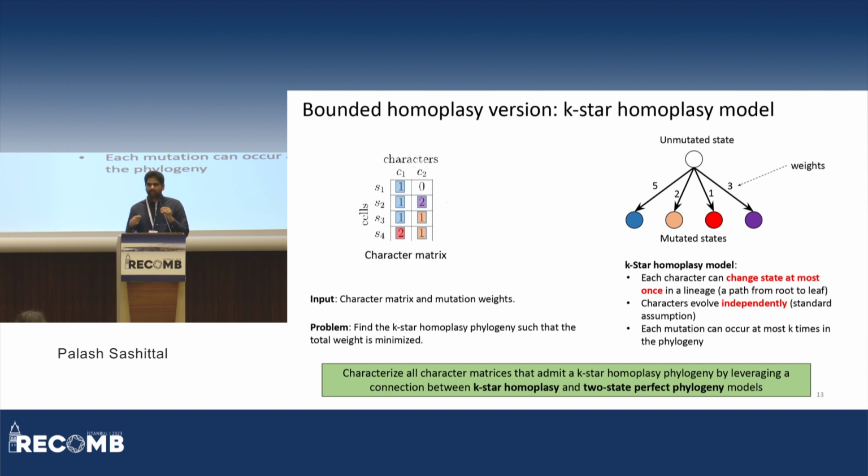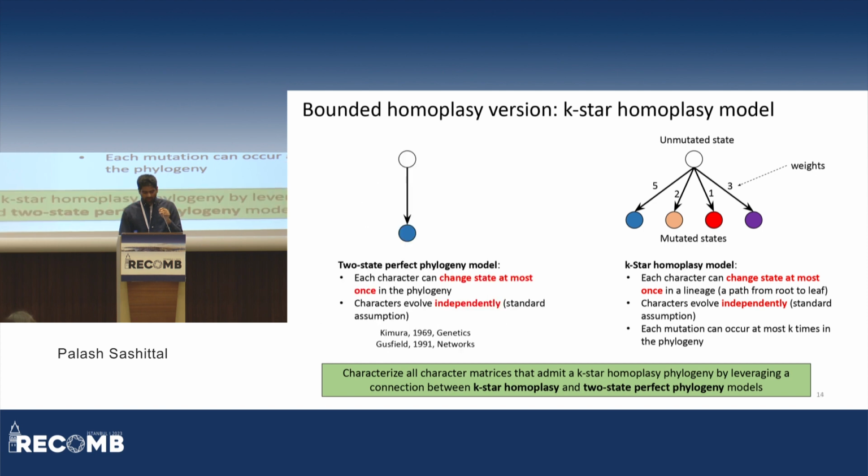We call it the K-star homoplasy model. And here K is a user-defined integer, which is used for an additional constraint that says that each mutation can occur at most K times in the phylogeny. And this additional constraint allows us to characterize all character matrices that would admit a K-star homoplasy phylogeny. And we do this by drawing a connection between our model and a two-state perfect phylogeny model.